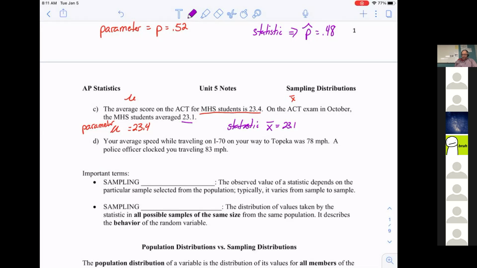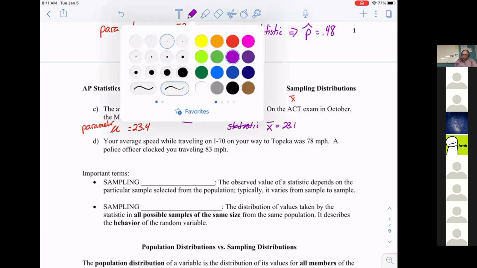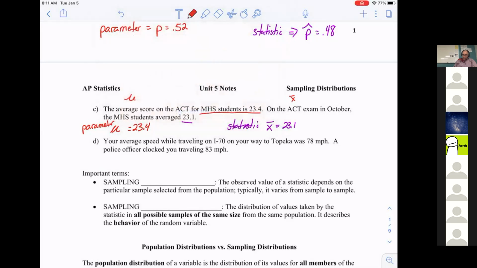Your average speed while traveling on I-70 on your way to Topeka was 78 miles an hour. A police officer clocked you doing 83. Okay. Again, this is a mean mu thing. I'll give it away because I'm colorizing it. But again, we have the parameter of mu. That was my average speed all the way over. So that's going to be 78 miles per hour. However, the officer clocked me at one individual spot. So that means that would be a statistic.